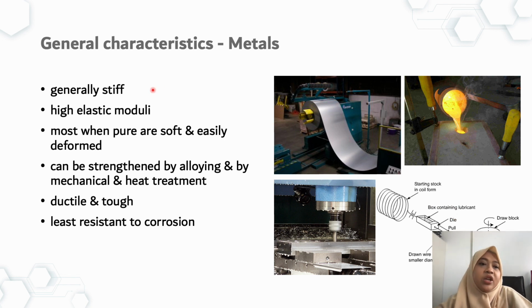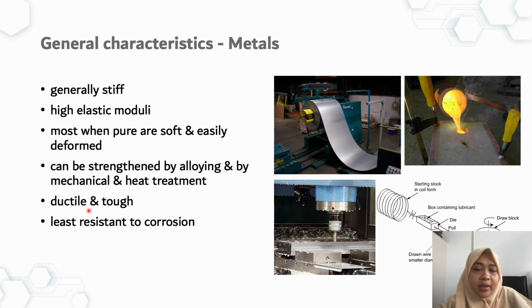Okay, so what are the general characteristics of metals? The first one is that metal is generally stiff and has high elastic moduli. When it's pure, it is very soft and easily deformed. You can bend it with your hands, let's say, but when you apply alloying, mechanical treatment or heat treatment, it can be strengthened. So basically we can change the properties of metals by alloying and by mechanical and heat treatment.